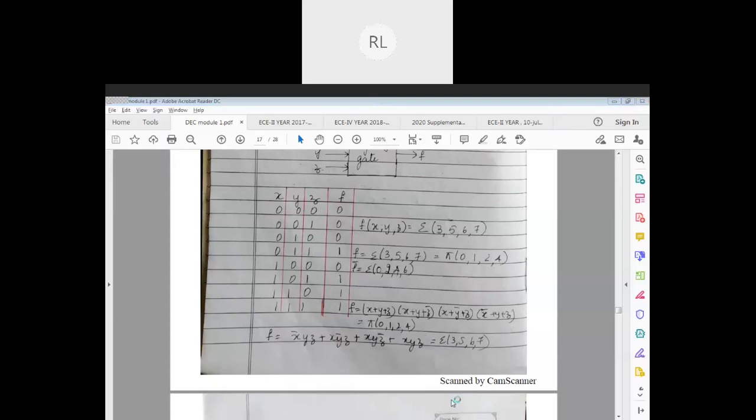Cyan, am I audible now? Okay, there was a power outage. So, any doubts still here now? How we have generated min terms and max terms? Any doubts here as to how we generated these equations?